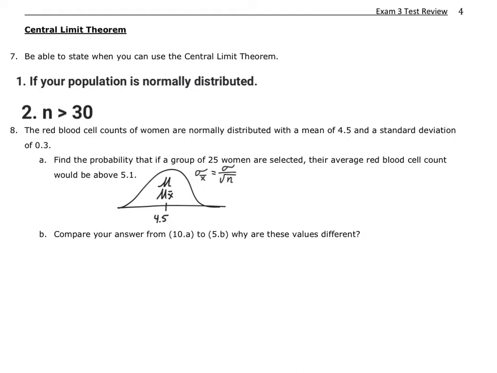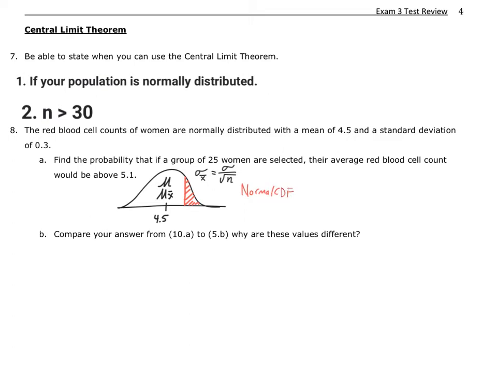We want to know the probability of that sample mean being above 5.1. So I'll go ahead and mark that 5.1 somewhere on my curve. And I'm looking for the area above that. The good thing is we've got a function on our calculators to calculate the area underneath the curve, as long as it's the normal curve. And that function is the normal CDF.